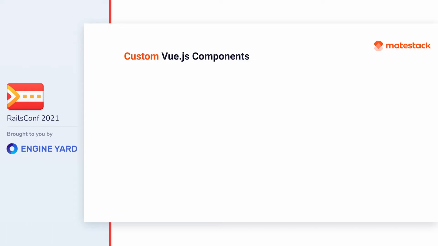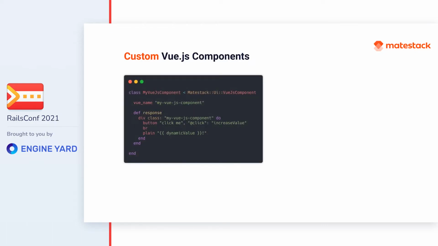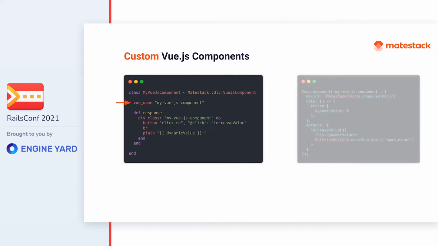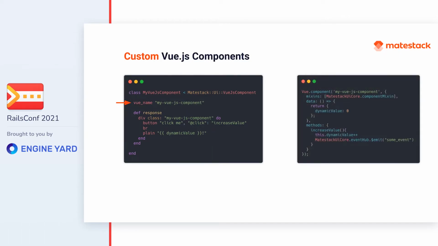But if we really need custom reactivity, what cannot be built with the built-in components, simply add your own Vue.js components and let them live side by side with the built-in ones. So this is how a custom Vue.js component on the Ruby side might look like. You're referencing a Vue component name here, and you create a pure Vue.js component with the corresponding name. And within this Vue.js component, you can do whatever Vue has to offer.